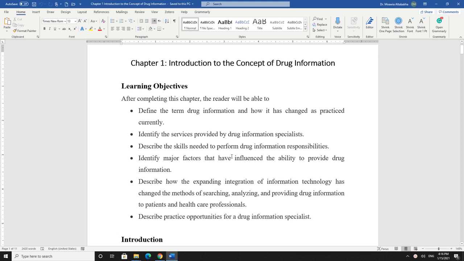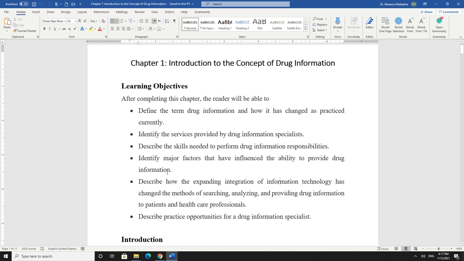You will also need to understand the factors that influence the ability to provide drug information. And also we need to look at something important, which is pharmaceutical technology and how this has helped in searching for the information, analyzing and providing drug information, whether to the patients that are seeking the information or to the healthcare professionals.